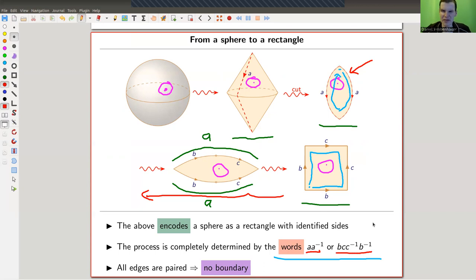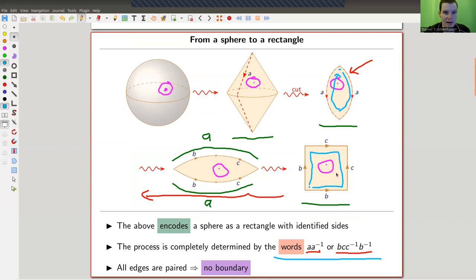Say it again, because locally everything is a disk anyway, the only thing that matters is my gluing operation. And I can simply encode that by just writing down a sequence of letters. And note that all edges are paired in this case. So A and A inverse, that's a pair, B and B inverse, C and C inverse. And this actually means that this thing has no boundary.